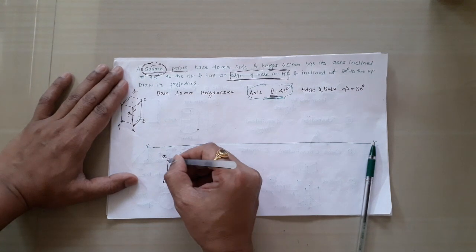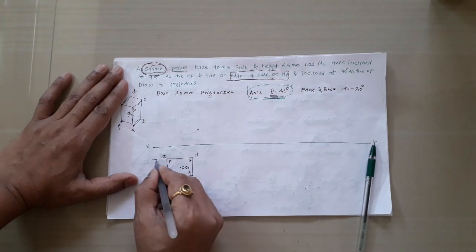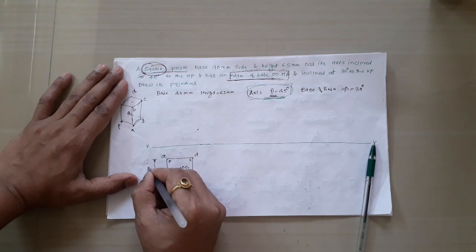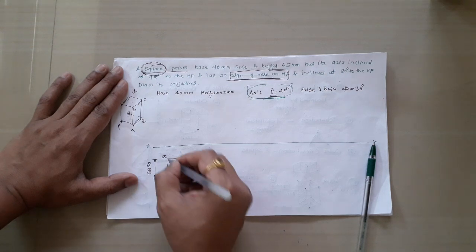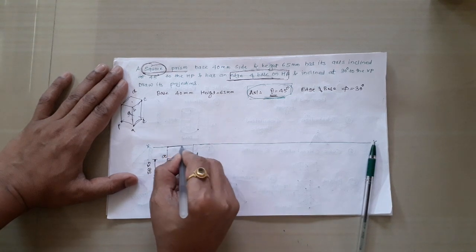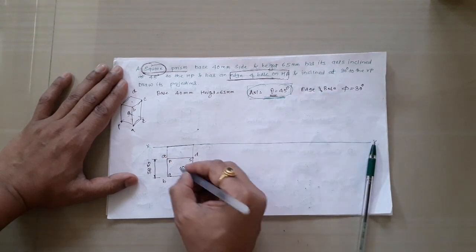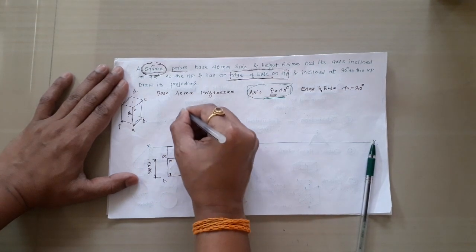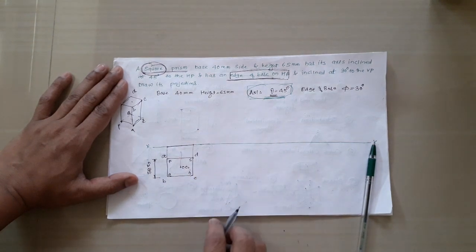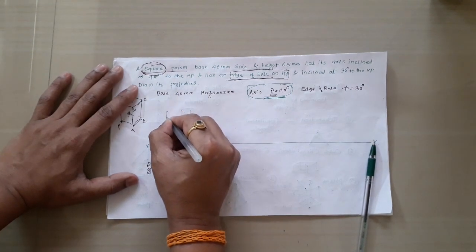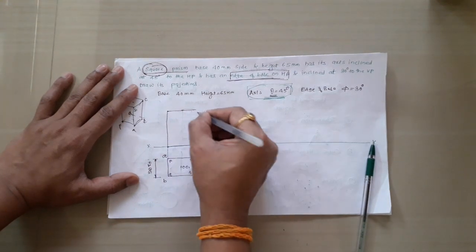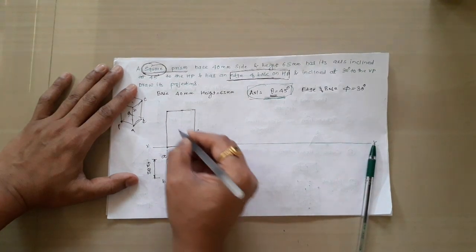Then take the projections in the upward direction. This is a square of side 40. We draw the front view of the base on the reference line because the edge of base is in HP. Then take the projection of the axis. The axis height is given as 65 mm, so mark a 65 mm vertical distance, and the front view of this square prism will be a rectangle of dimension 40 by 65 mm.